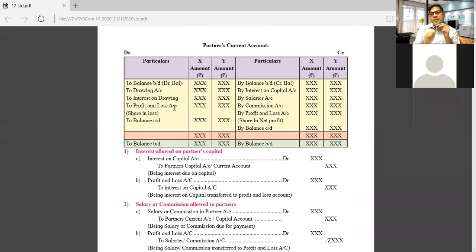Loss share by partners under a partnership firm. When the partnership firm suffers losses, the loss share by each partner is recorded on the debit side. The losses and expenses are debited, and whatever amount of income is received is credited. We will record it in the partner's current account.